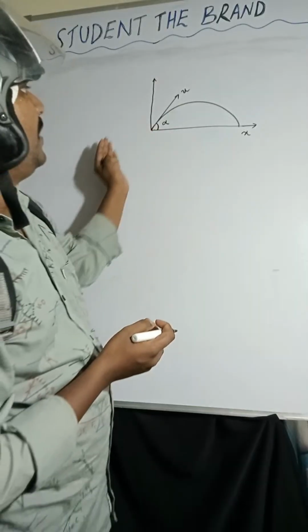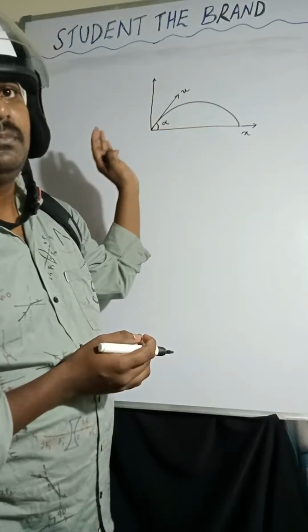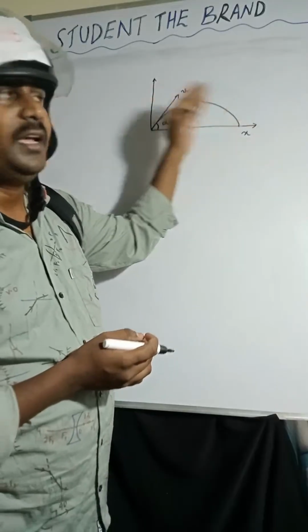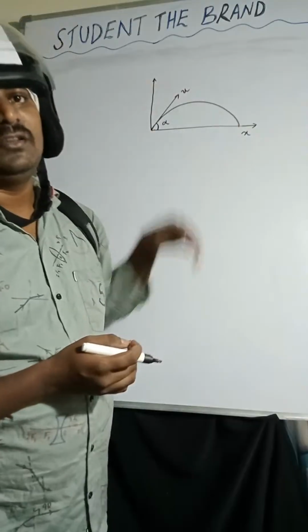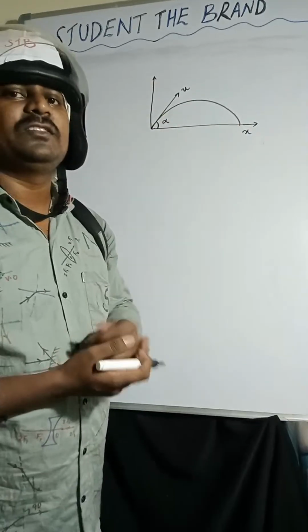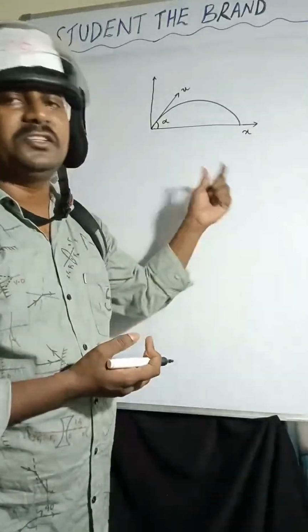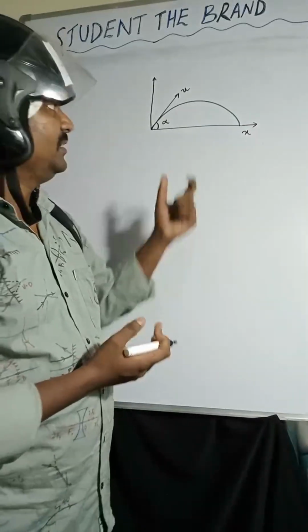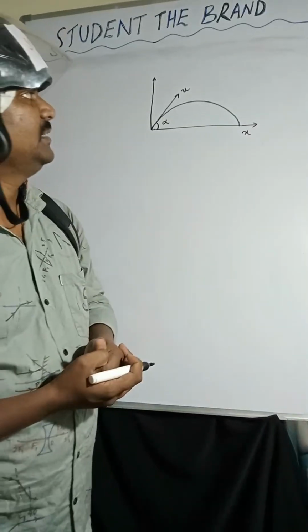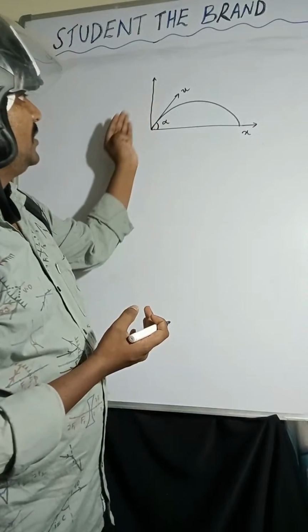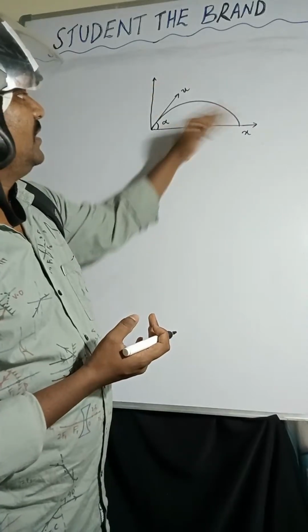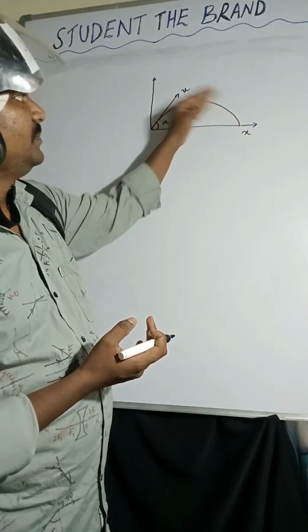Trajectory means the path of the particle moving, the path which the particle follows. That path is called the trajectory of a particle. That is the projectile motion we are considering. Here the projectile makes a certain angle with the ground and moves like this.